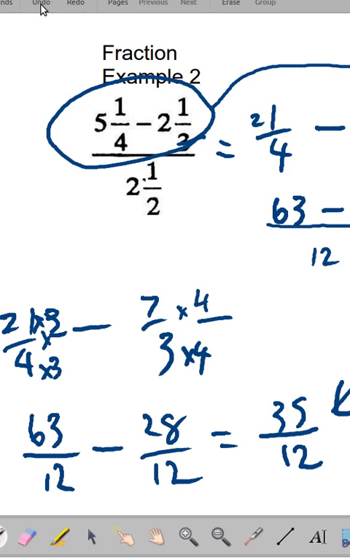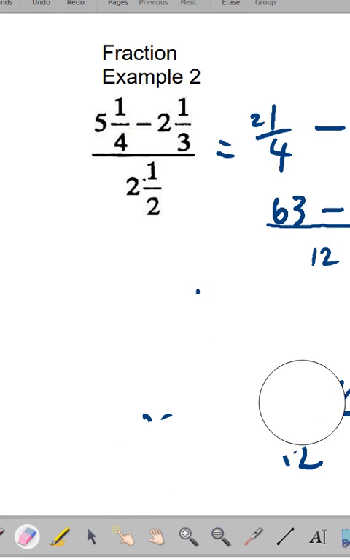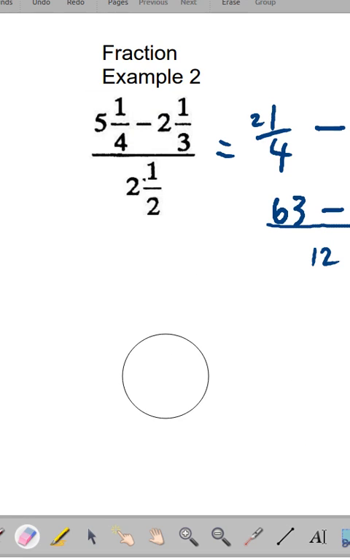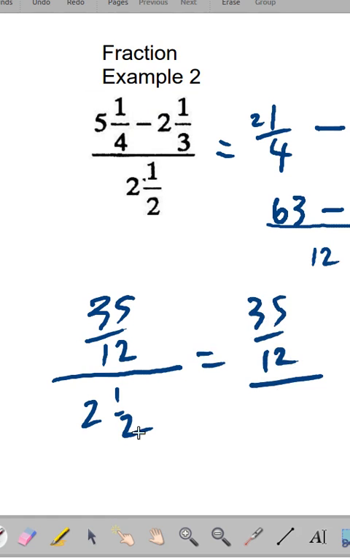Now, we have that part. Let's just erase and make some space. Alright, we have that part up here. What we do now is to say 35 twelfths all over 2 1/2. Alright, so you have 35 twelfths all over what is 2 1/2 as an improper fraction. 2 2's are 4. 4 plus 1 is 5. It's 5 over 2, which is 5 halves.